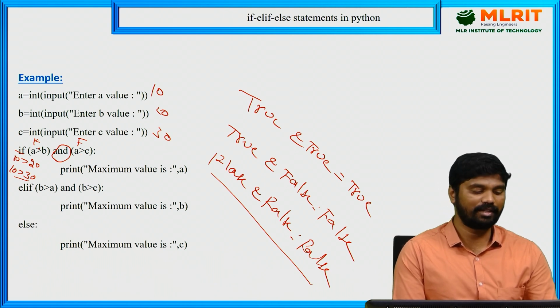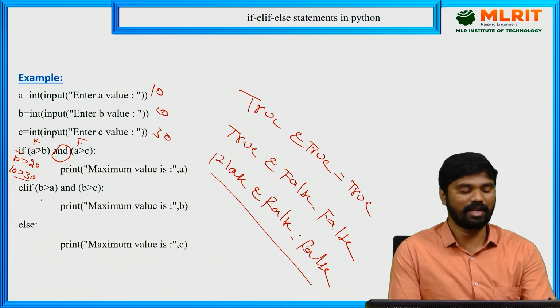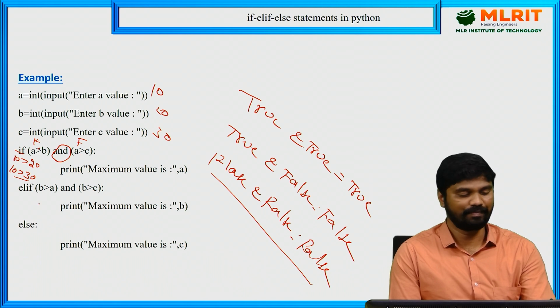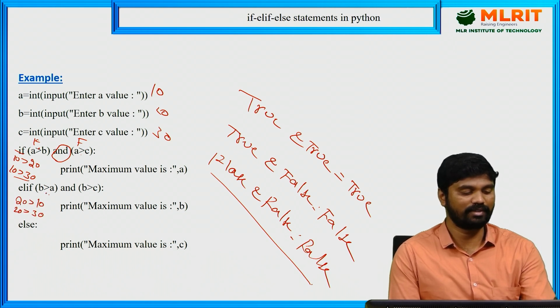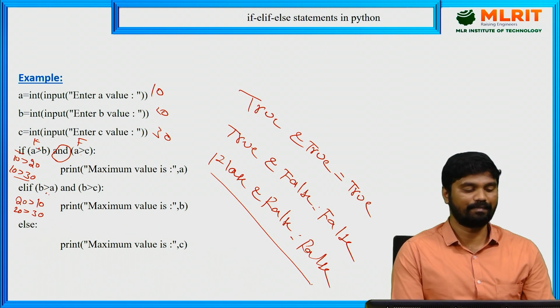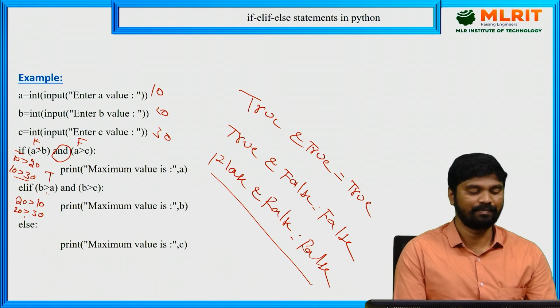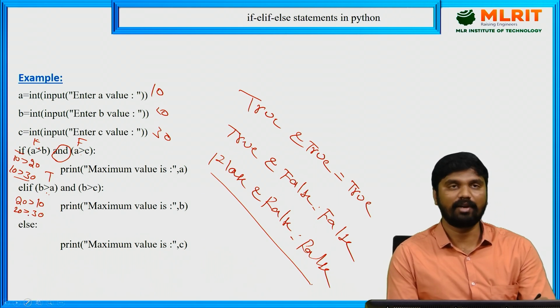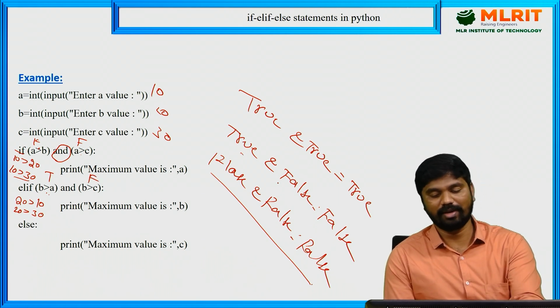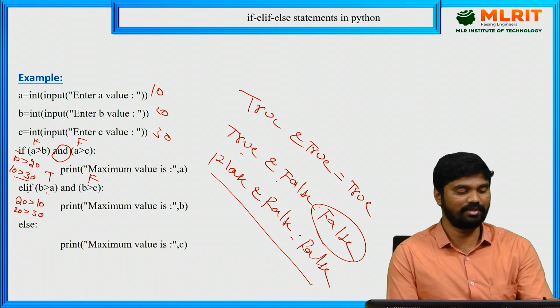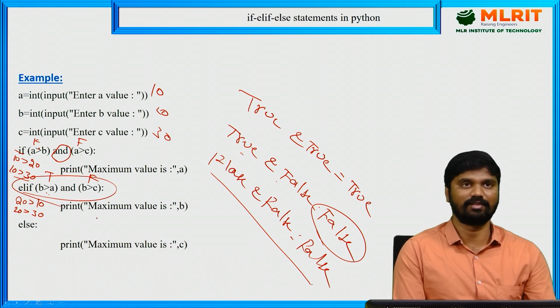Now the next condition has to be checked: B is greater than A and B is greater than C. B's value is 20, so 20 is greater than 10, yes, the condition is true. 20 is greater than 30, no, the condition is false. Now true and false results in false only. So this condition also becomes false.